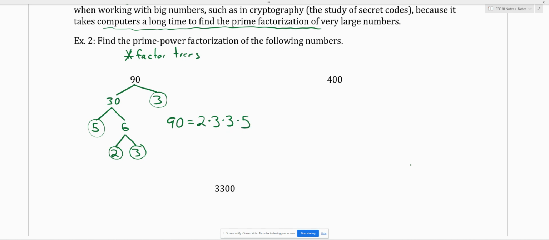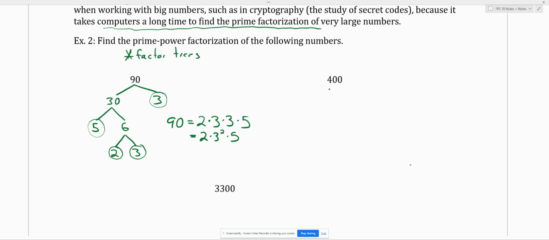And you could try this in your calculator. 2 times 3 is 6. 6 times 3 is 18. 18 times 5 is 90. We usually write it in a shorter form of 2 times 3 squared times 5 because we know that I can represent 3 times 3 as 3 squared. So use exponents where you can.